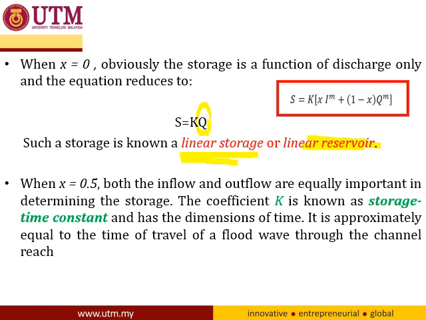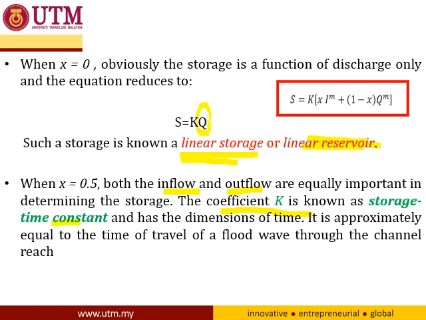Okay. So when x is equal to 0.5, we can say both inflow and outflow are equally important. Look back at the formula. If we put 0.5, both I and Q have 0.5I plus 0.5Q. So it means that both have equal importance. And K is the storage time constant and has the dimension of time.